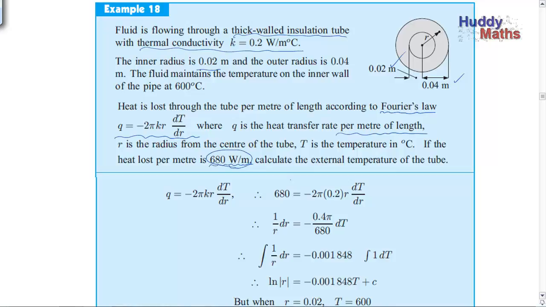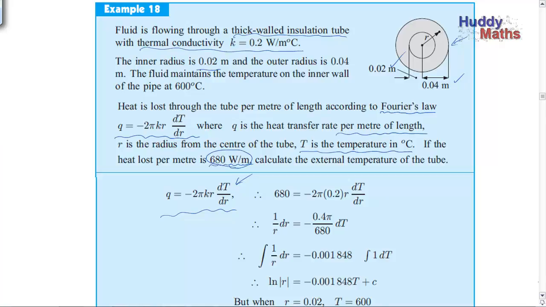So we need to work that into the problem in a minute. So here we go. Here is our equation, and we want to calculate the external temperature of the tube. Now, how are we going to do that? Let's have a look. What can we do in here? External temperature is T, isn't it? T is the temperature in degrees Celsius. We want to know what it is at the external part of this tube.